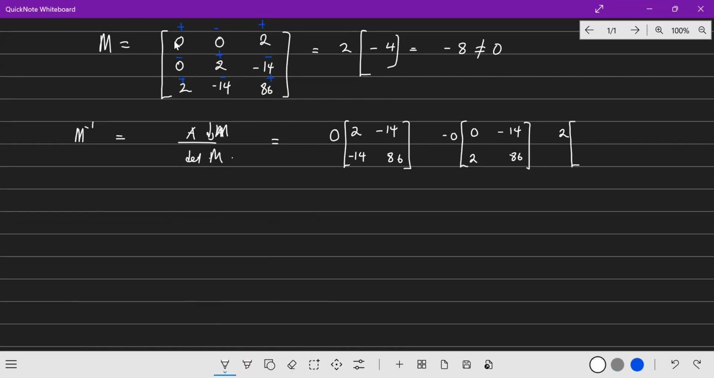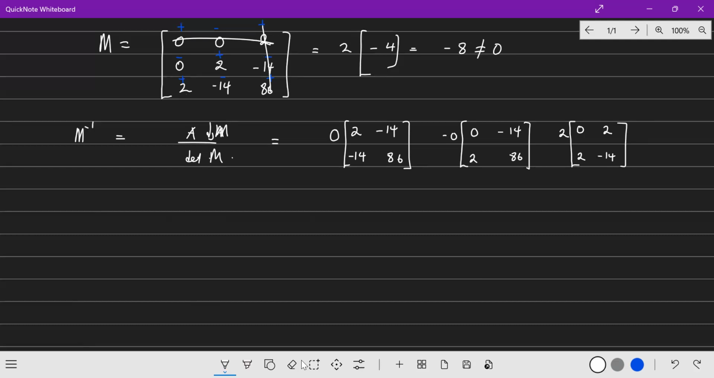So if you cover that, you remain with it. 0 here. Okay. You remain with what? A 2 there. And then you remain with again a 2 here, negative 14. Okay. So that's the first row.